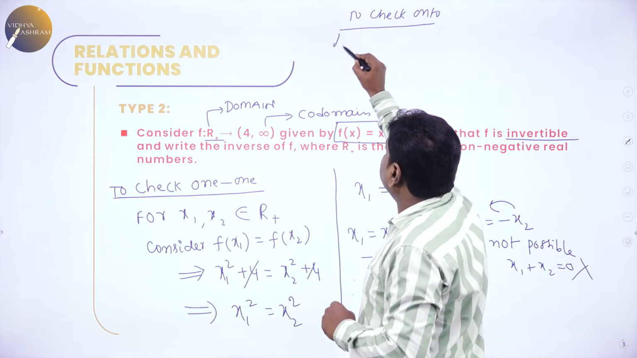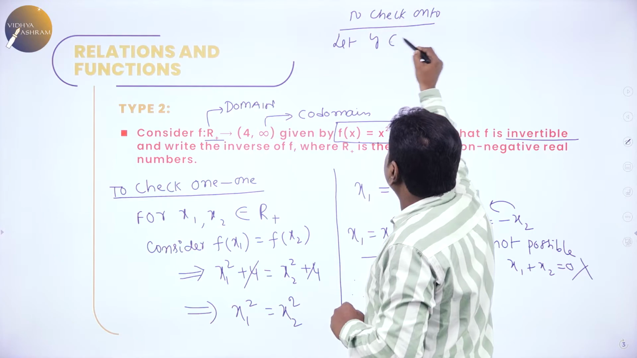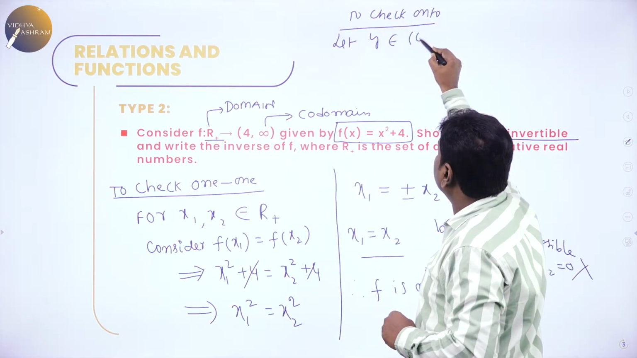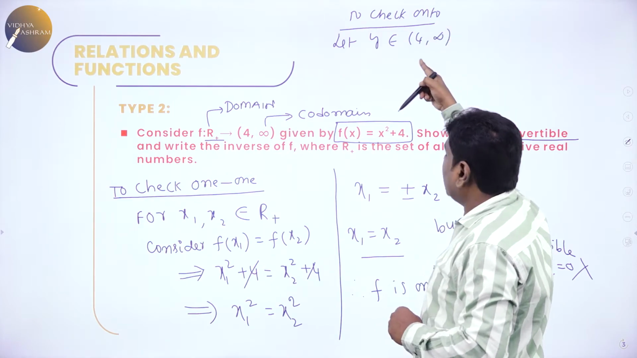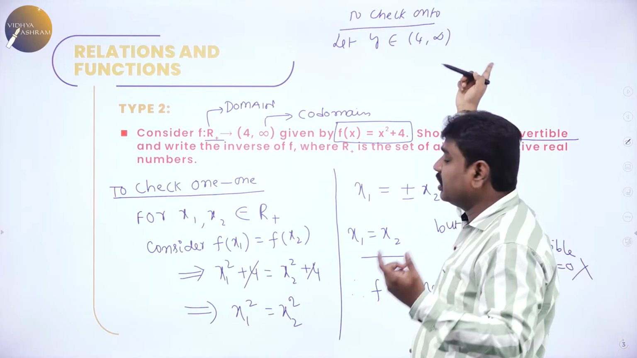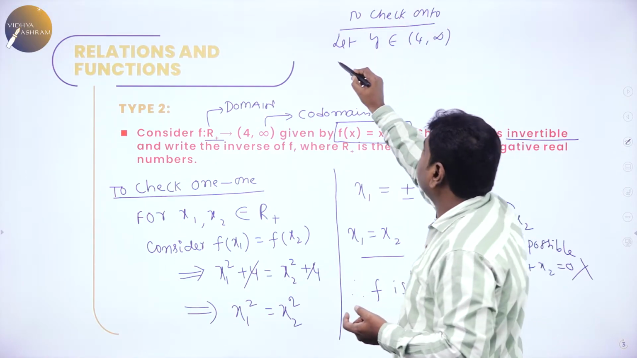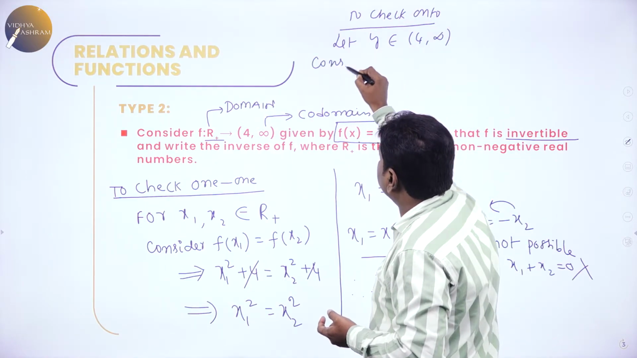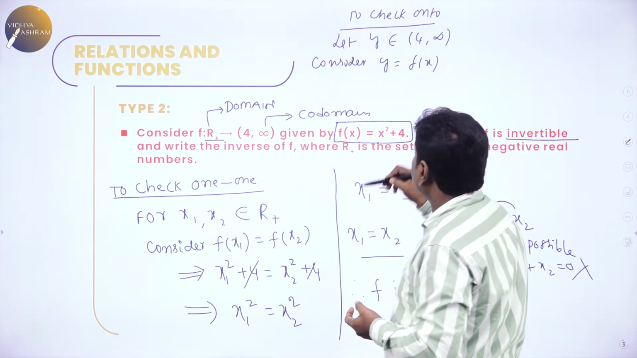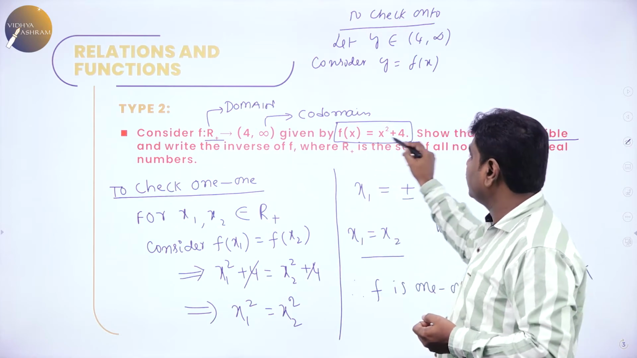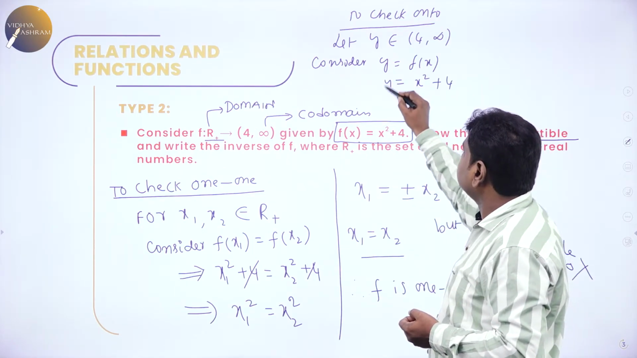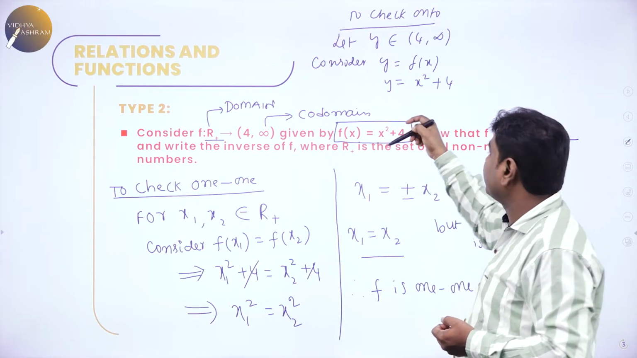So let y belong to the codomain. What is the codomain? Open interval 4 to infinity, which means the y value starts from after 4 till infinity, 4.0156 till infinity, and we will consider y is the image of x. y is equal to f of x, and what is the f of x value? They have given x square plus 4. y is equal to, I will write, x square plus 4. From this I will get the value of x.